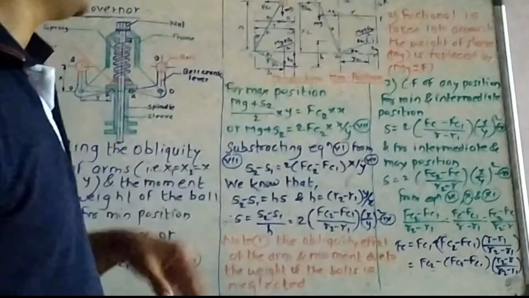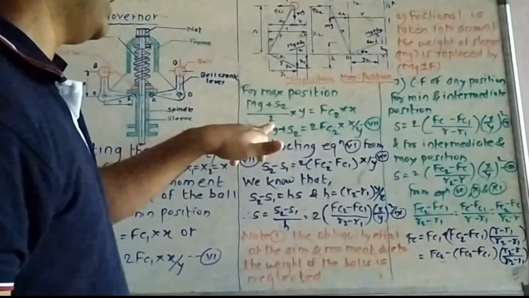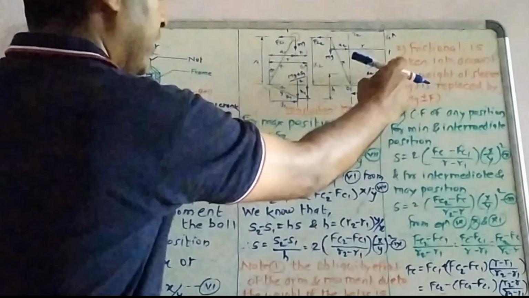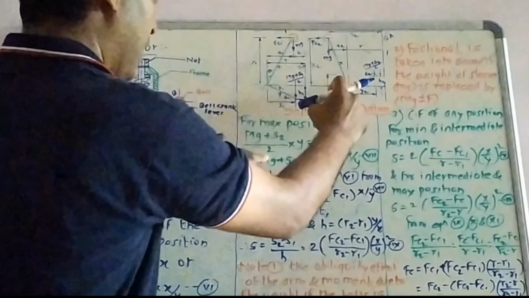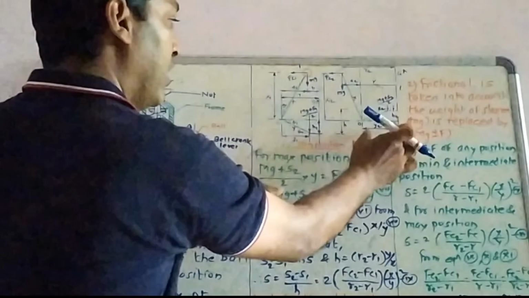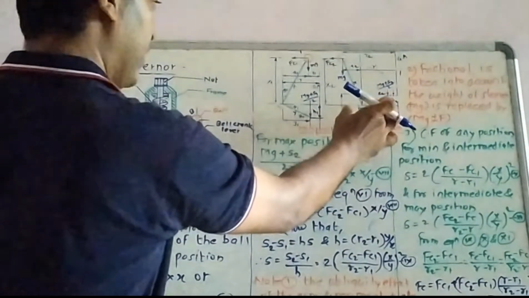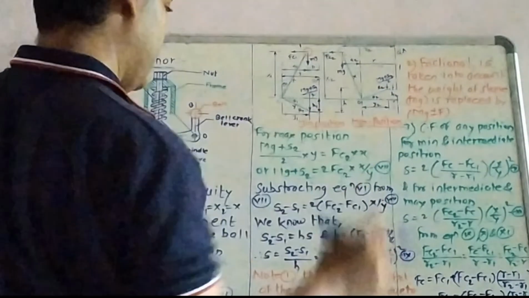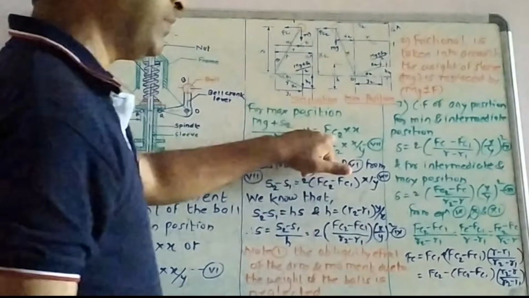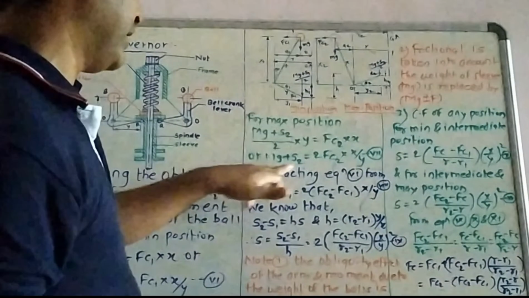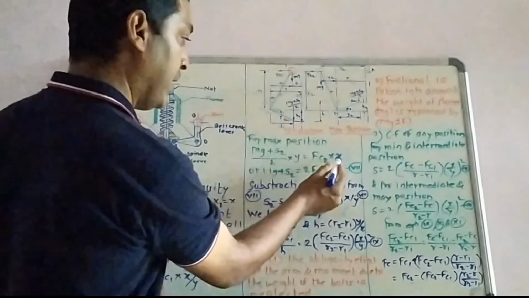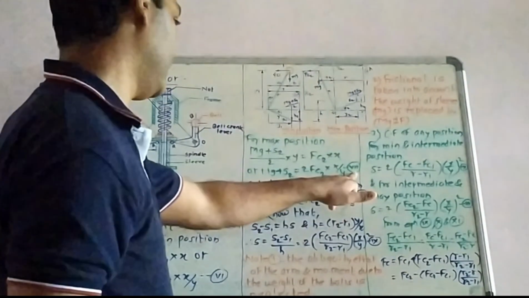Similarly, for the maximum position, (mg plus s2) divided by 2 is the central force with us. We have to take the moment of the central force about this point O. So (mg plus s2) by 2, this distance with us, by neglecting this obliquity effect, we can just say y2 is nothing but y. So (mg plus s2) by 2 multiplied by y equals fc2 multiplied by x. So you can get this relation mg plus s2 equals 2 into fc2 multiplied by x divided by y. So next equation with us here.